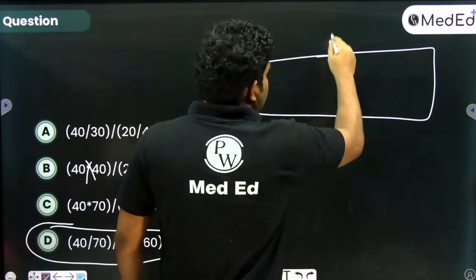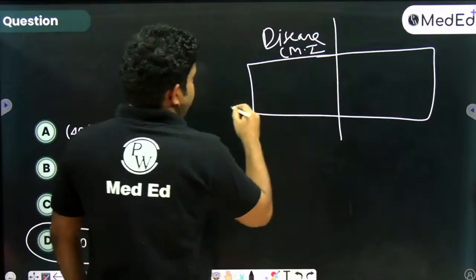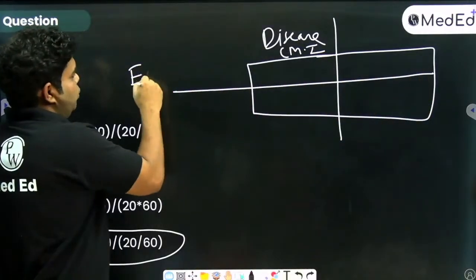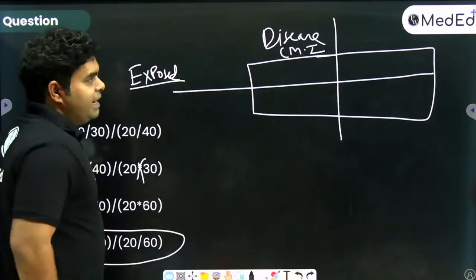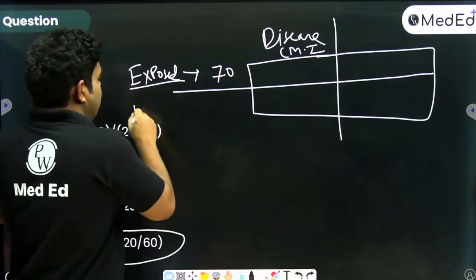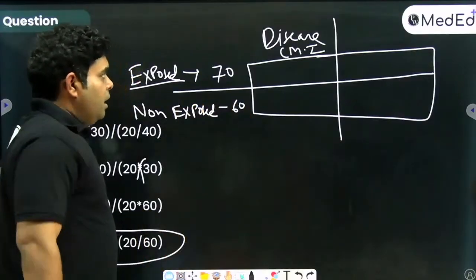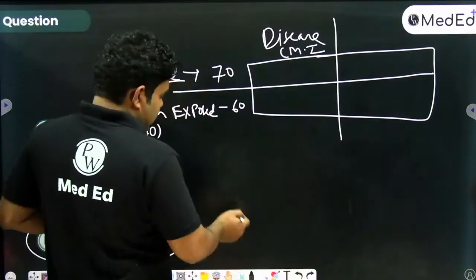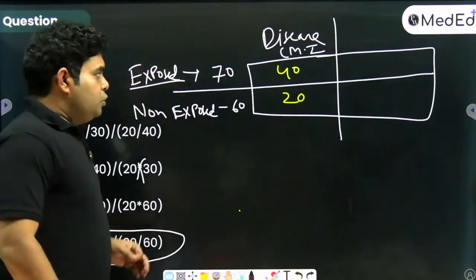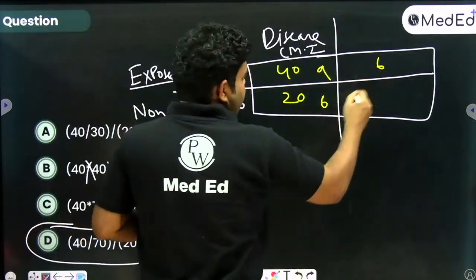So when they give the table, they write disease, and what is the disease here? Heart attack above, and they write exposed and non-exposed here. This side is exposed. Exposed are those with raised fibrinogen level. And how many were exposed? Exposed were 70. How many are non-exposed? Non-exposed are 60. And the heart attack number is 40 in them, 20 in them. So do remember, this is A, this is B. This is A, B, C and D.